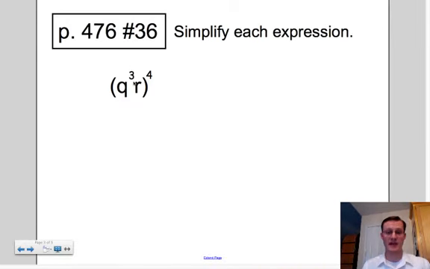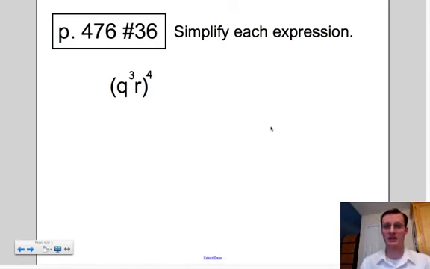Okay, so in this case we have q to the third r all to the fourth power. So this 4, that's the first place my eye is going to go. Be very, very careful. Some students will try to combine something that's in the parentheses before dealing with these exponents up here. Be very careful. That's a really bad idea. You have to deal with these exponents outside of the parentheses before you deal with anything inside.